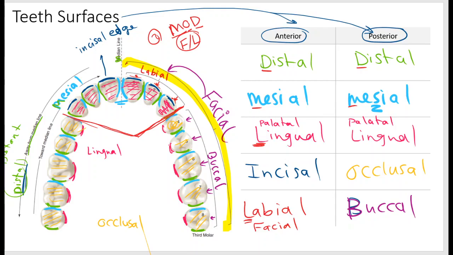And again, this is more to describe things than to actually describe a cavity. So that also can happen. Distal and mesial both are called interproximal surfaces. When we say you have to floss interproximally, you know that we're talking about the distal and mesial surfaces.